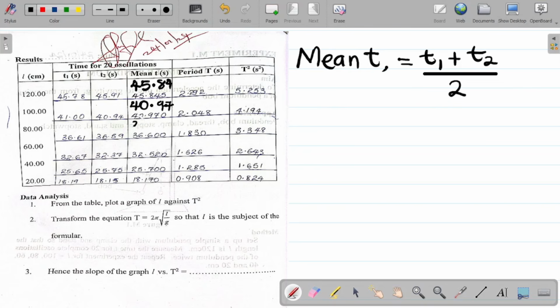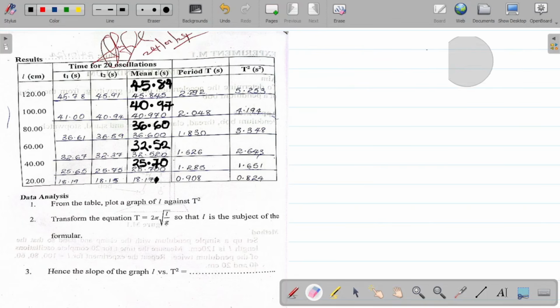So this would now be 36.60. This would now be 32.52. This would now be 25.70, and this would now be 18.17. So you don't include the zero. So this is how you fill the mean T. Just divide the sum of T1 and T2 by 2. So I have that one there. Let's look at the period. So how do we get period?